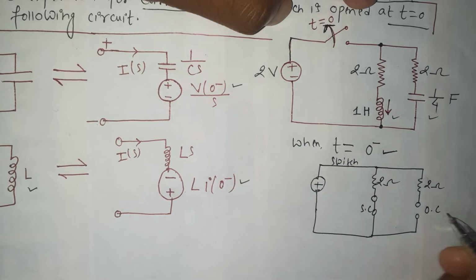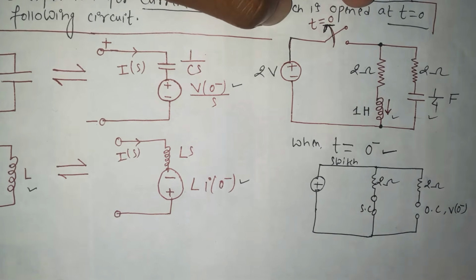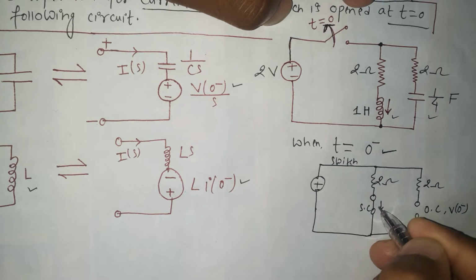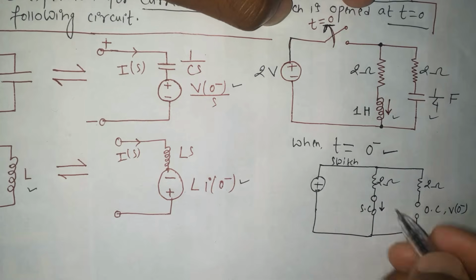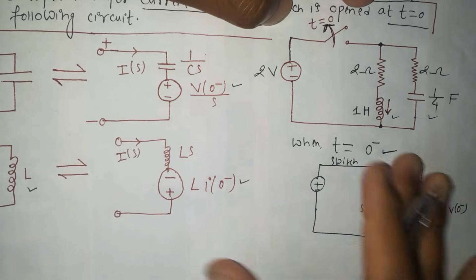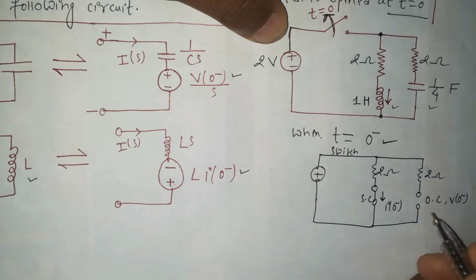And let's find out the voltage across the capacitor, V 0 minus, at t equals 0 minus, and the current flowing through this inductor, which is I 0 minus, when time t equals 0 minus. Let's find out the values of V 0 minus and I 0 minus.